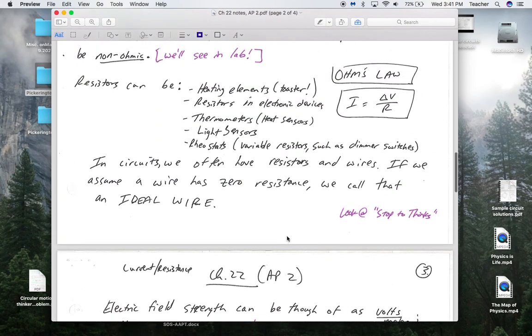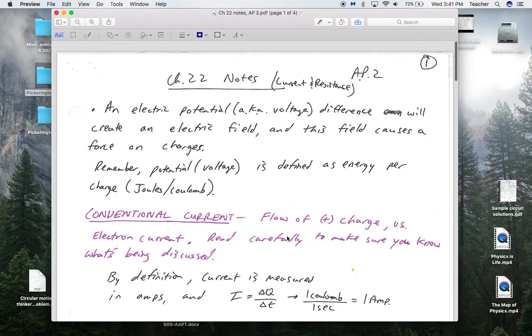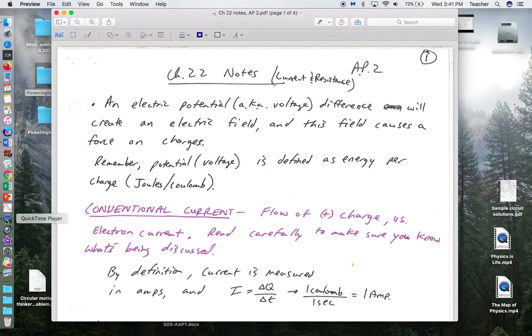So those are just a few examples. Like I said, we're not going to do too much with chapter 22. We're going to hit chapter 23 pretty hard. So hopefully that makes sense.